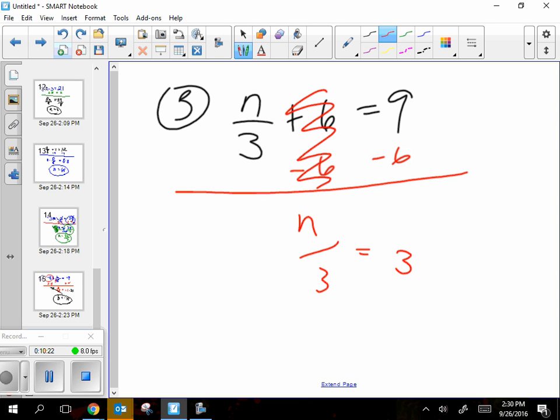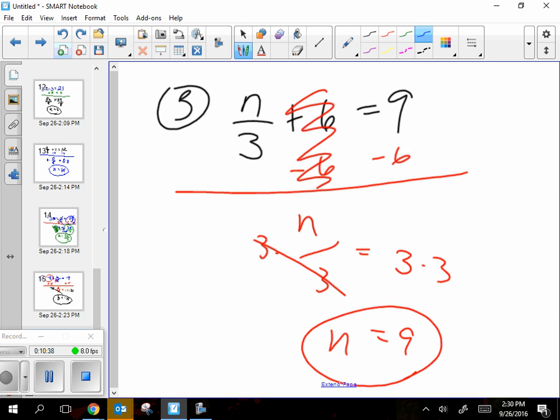And from there, Julia, I know it's the last 10 minutes, but I still am with you. You still should be with me. How do I get rid of this divide by 3? You got it. Times by 3, times by 3. Make sure you show your work like this. n equals 3 times 3 is 9. Notice I had a little equation in the middle. That's what I'm going to be looking for.